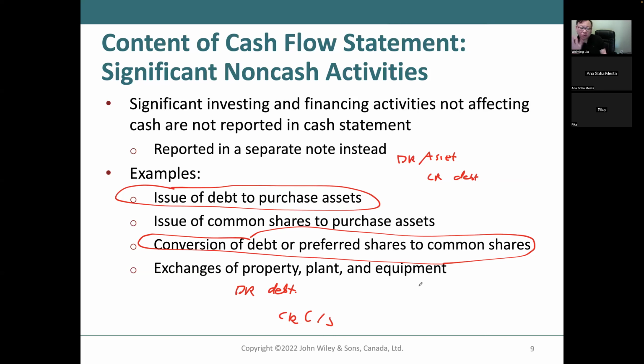So not all transactions will have an impact on the cash flow statement, if the transaction does not involve cash. Does that make sense?